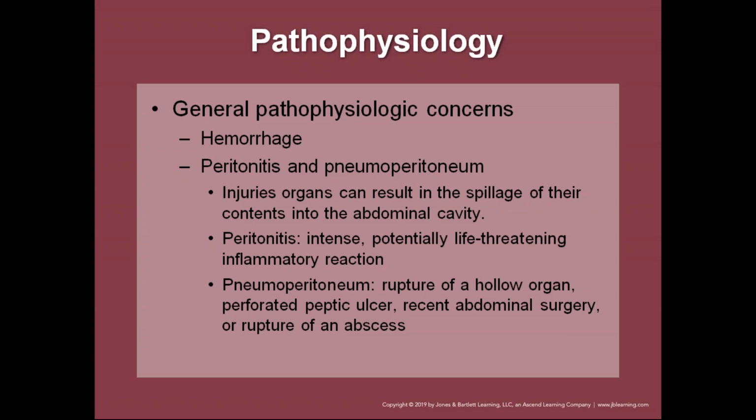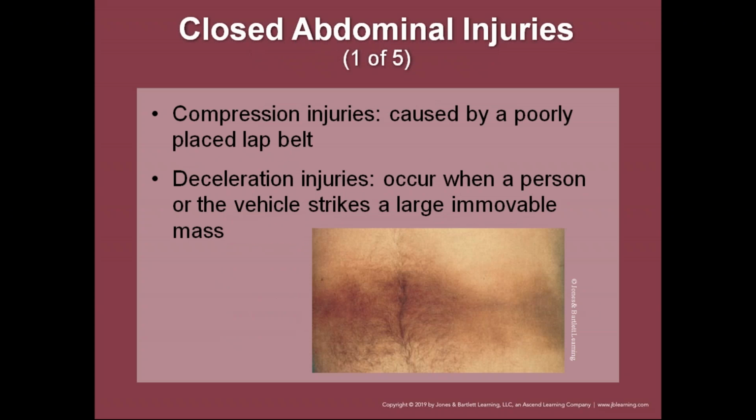Pneumoperitoneum is caused by a rupture of a hollow organ, perforated peptic ulcer, recent abdominal surgery, or rupture of an abscess. So this is where you possibly can get, they nick the bowel when they're doing abdominal surgery. Compression injuries are caused by a poorly placed lap belt. You can see this is in the upper abdomen area where the lap belt is coming across. Probably somebody who is just slunched down in the seat, or somebody who is quite large, and because of their size, they modify the lap belt.